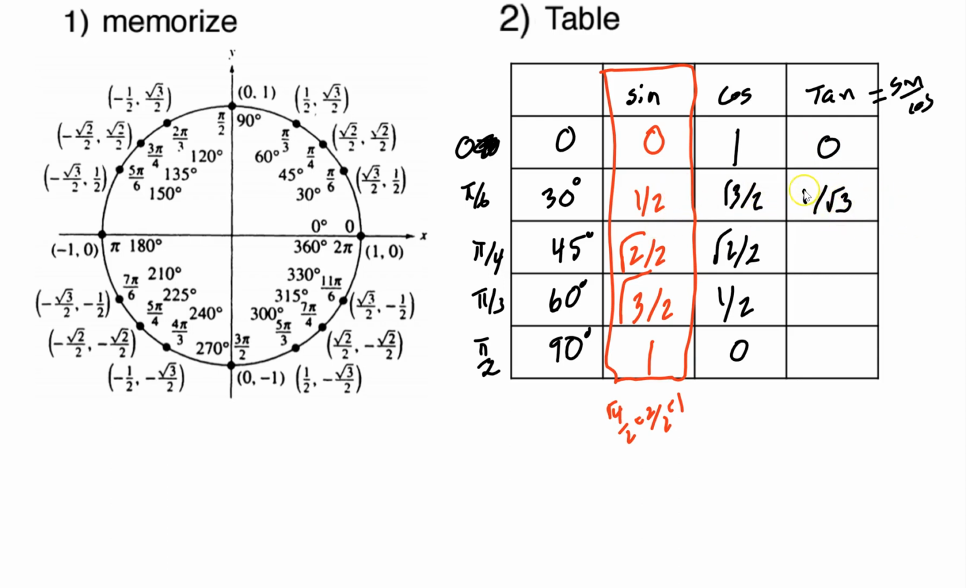Some people rationalize it, but I don't care. Rad 2 over 2 over rad 2 over 2, cancels out, you get 1. Rad 3 over 2 over 1 half, the 2's cancel out again. You just get rad 3. And 1 over 0, you can't do. It's undefined. And that's the table. Again, this sine right here is the most important part: 0, 1 half, rad 2 over 2, rad 3 over 2, 1. And once you get that, you just flip it for cosine, and then tan is sine over cosine.